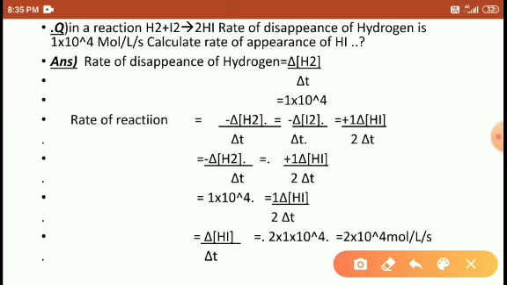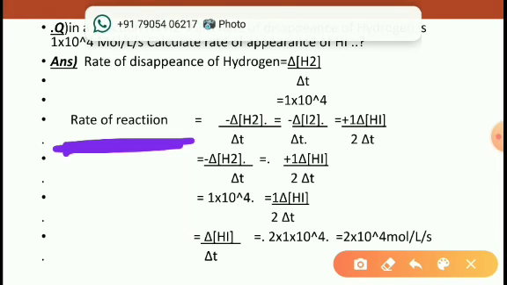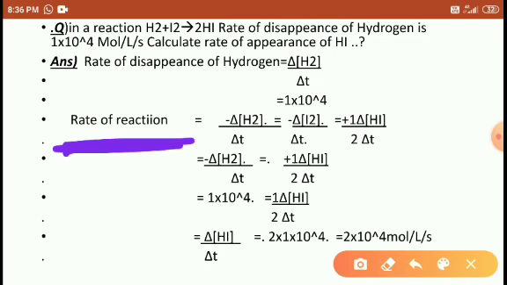Okay, the answer: the rate of disappearance of hydrogen is the change in concentration of hydrogen with respect to time, which is 1 into 10 to the power of 4. So rate of reaction. Yesterday we learned how to write the rate of reaction: minus delta H2 by delta T, minus delta I2 by delta T, and plus 1 by 2 delta HI by delta T. Right, students?